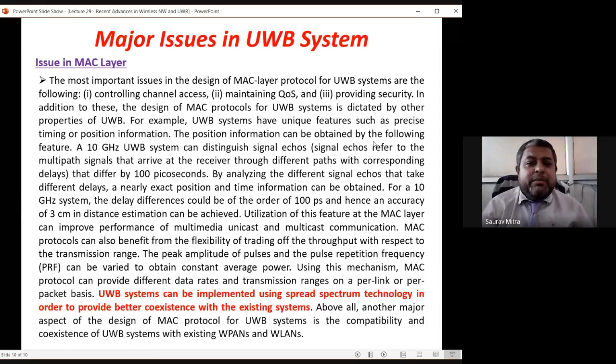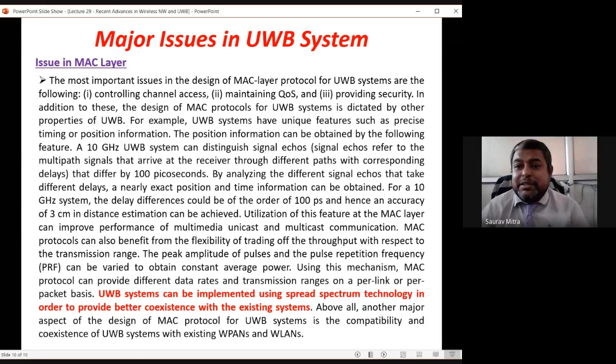Position information can be obtained by the following feature. A 10 gigahertz ultra wideband system can distinguish signal echoes. Signal echo refers to the multipath signals that arrive at the receiver through different paths with corresponding delays. So whenever data is transmitted by ultra wideband from some source, it might come to the receiver by 4 or 5 different paths, which are called multipath. If these signals reach the receiver with a delay of 100 picoseconds, then at the receiver side we get a very scrambled kind of signal.